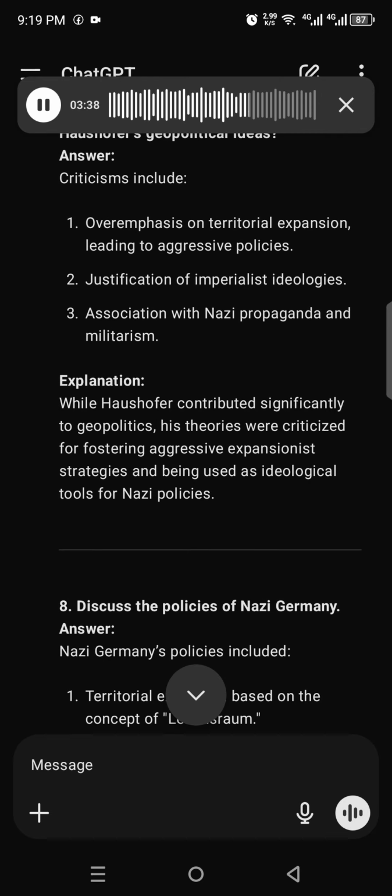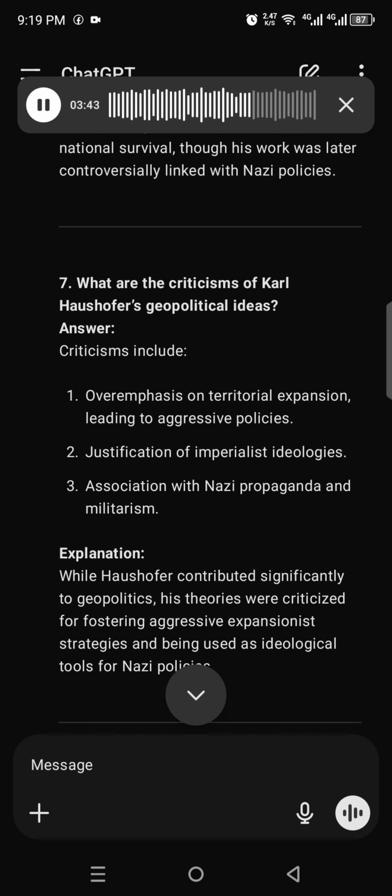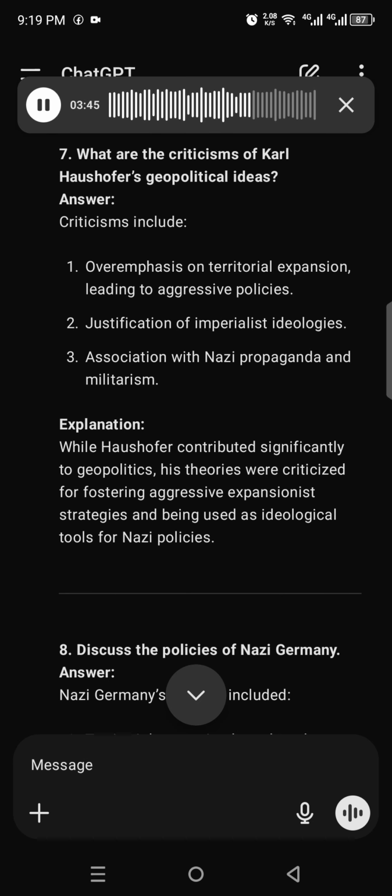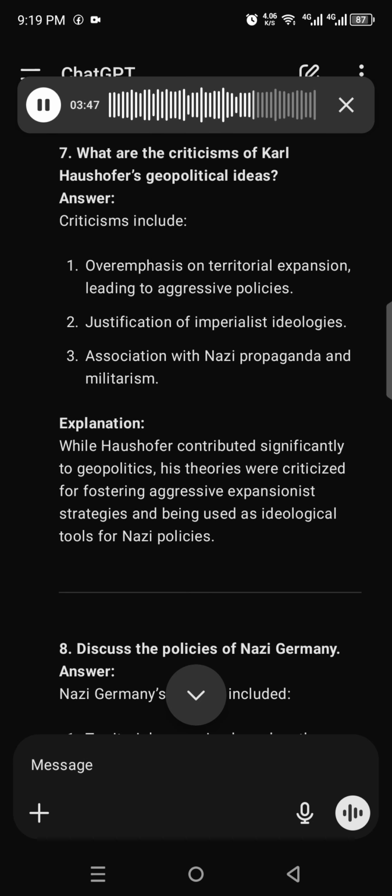Explanation. While Haushofer contributed significantly to geopolitics, his theories were criticized for fostering aggressive expansionist strategies and being used as ideological tools for Nazi policies.